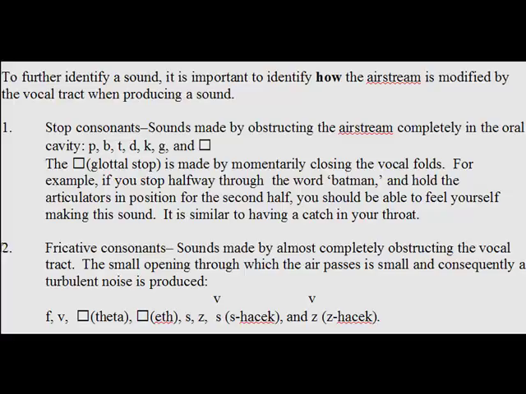Number 2, fricative consonants. Sounds made by almost completely obstructing the vocal tract. The opening through which the air passes is small, and consequently a turbulent noise is produced. The F, V, theta, eth, the S, the Z, the S hat check, called the sh sound, and the Z hat check, which is called the zh sound, as in the word measure, are examples of fricative consonants.